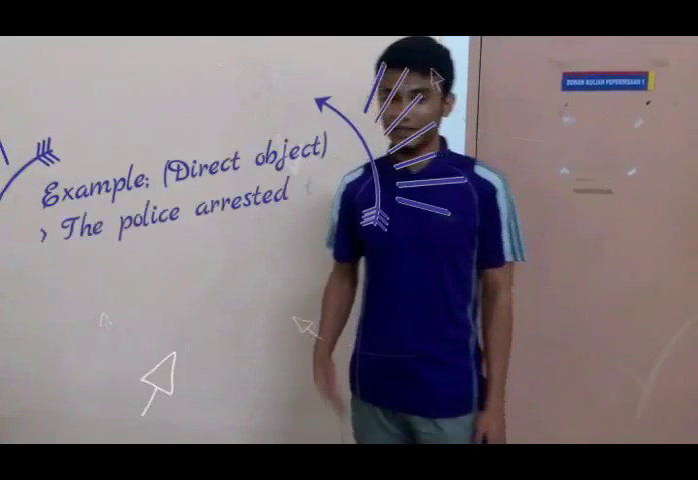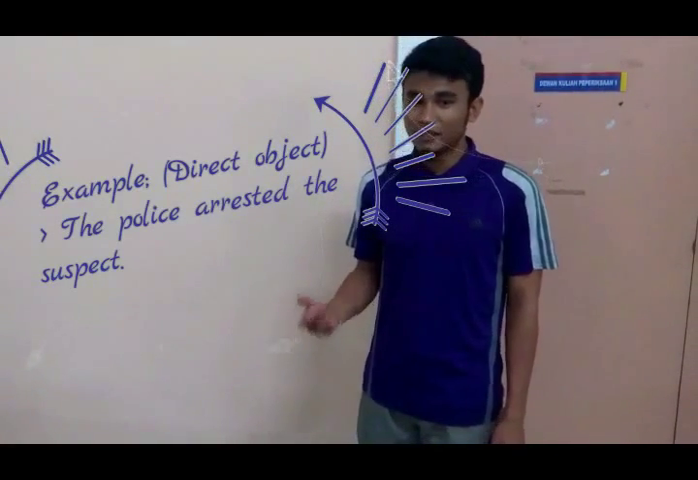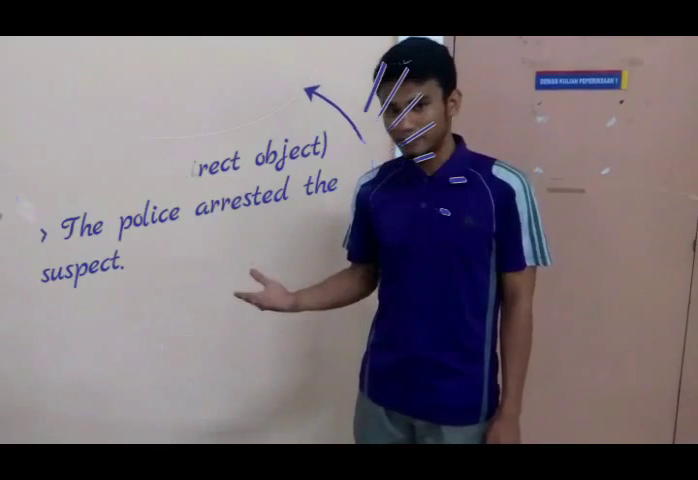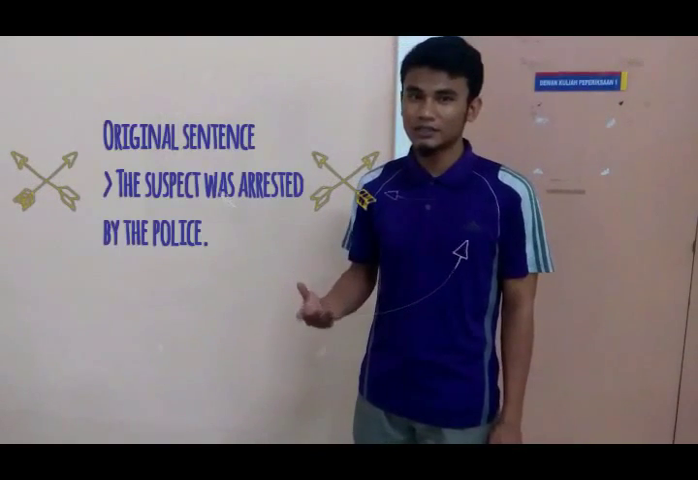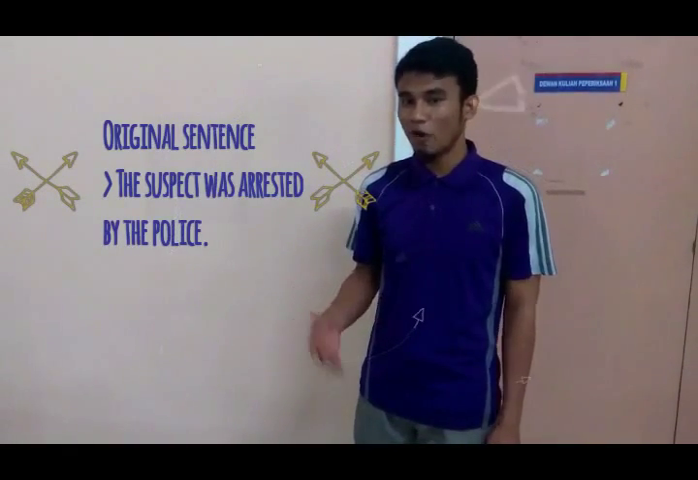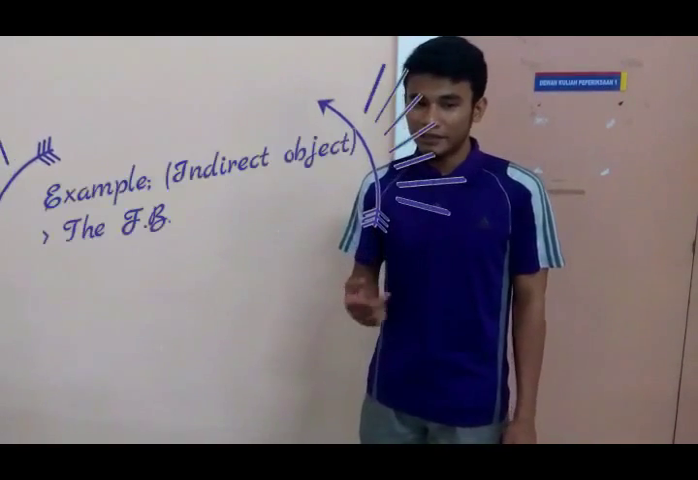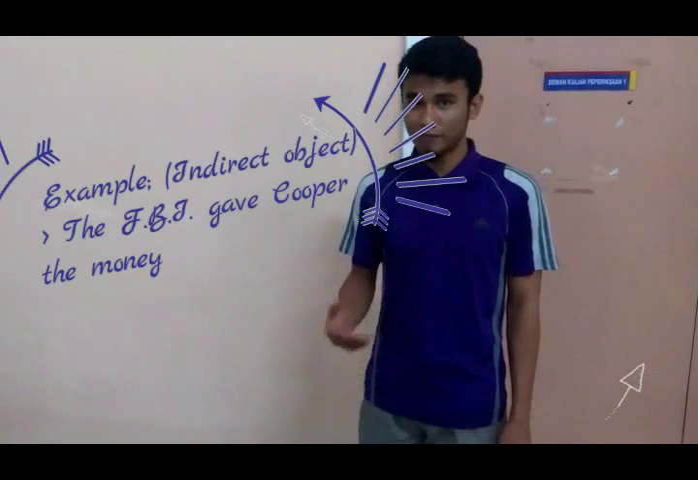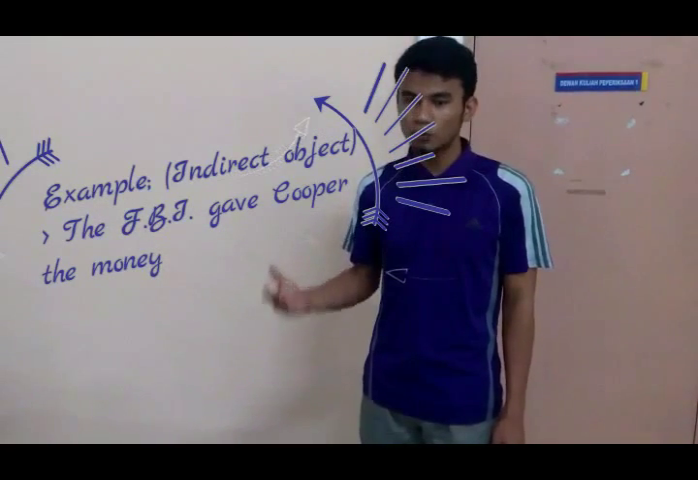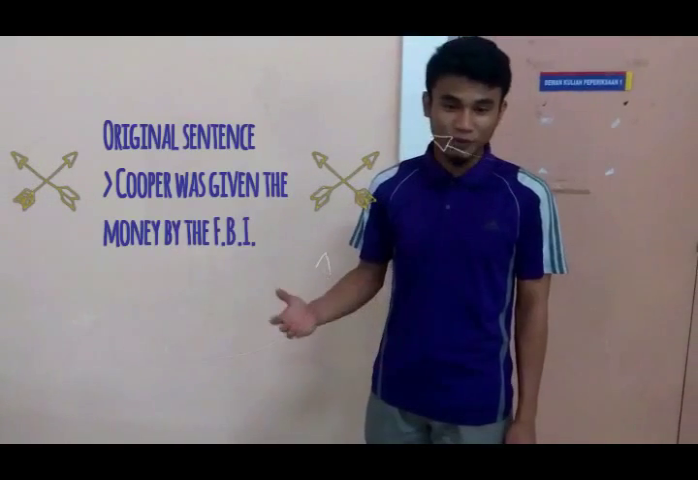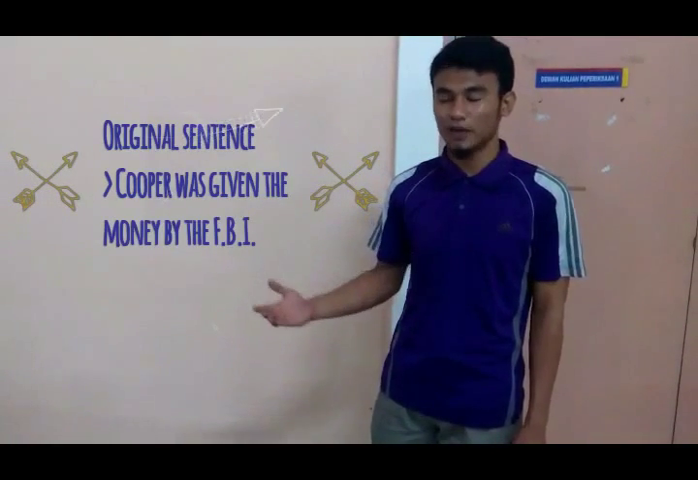For example of direct object, the police arrested the suspect. The passive sentence is the suspect was arrested by the police. In indirect object, the FBI gave Cooper the money. The passive sentence is Cooper was given the money by the FBI.